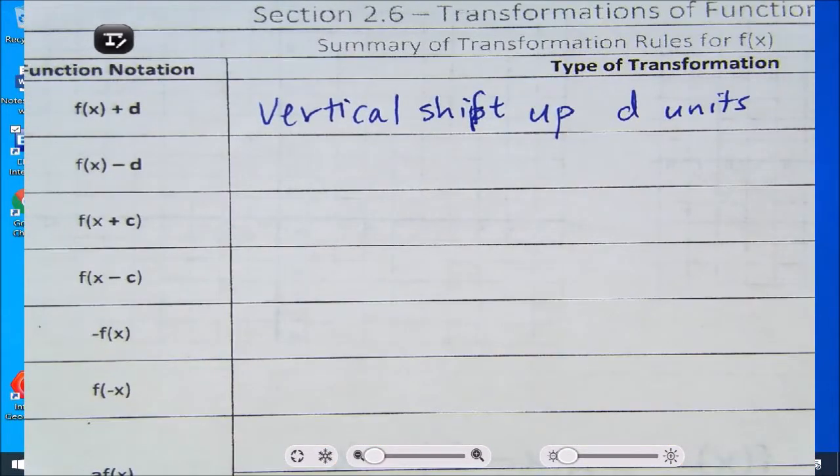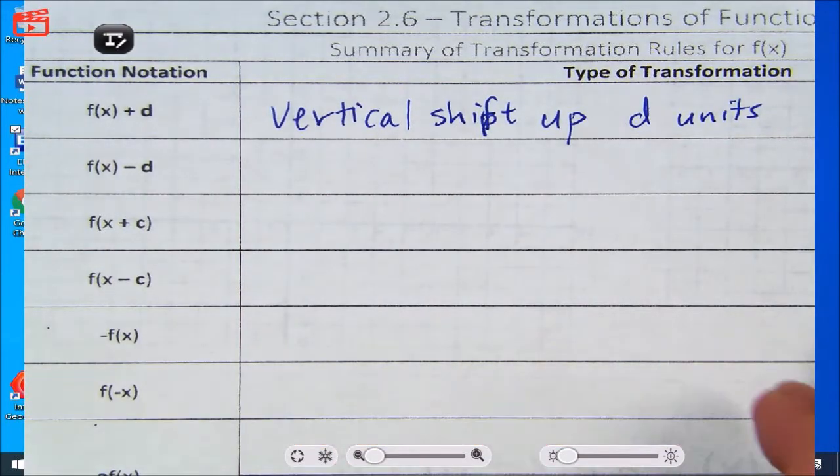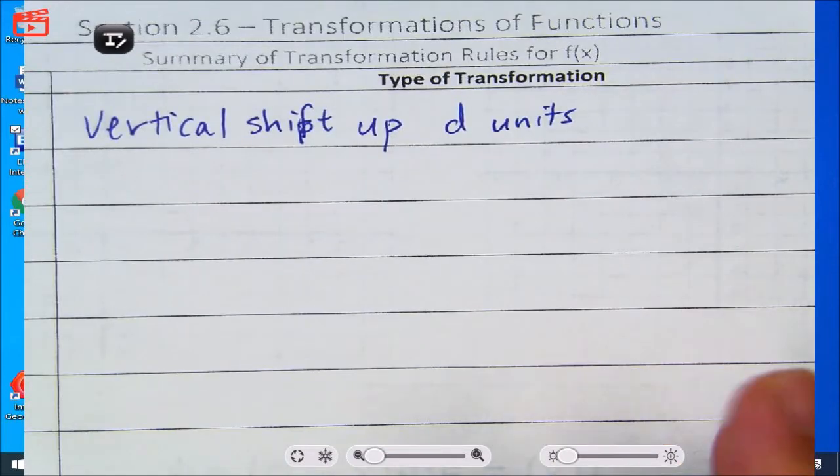Alright, so if it's a minus d, it's going to be a vertical shift down. It'll be a vertical shift down.